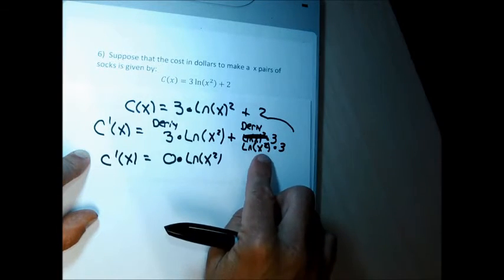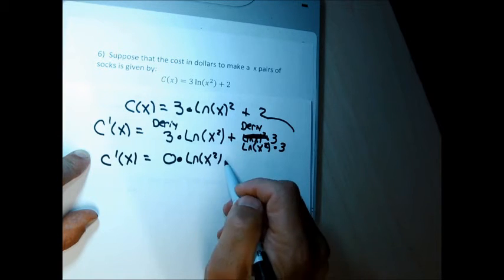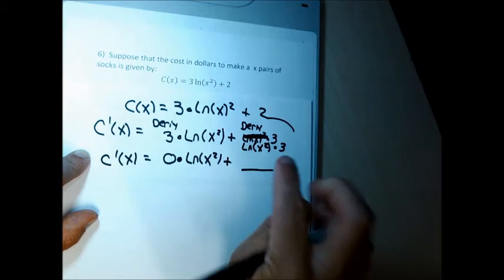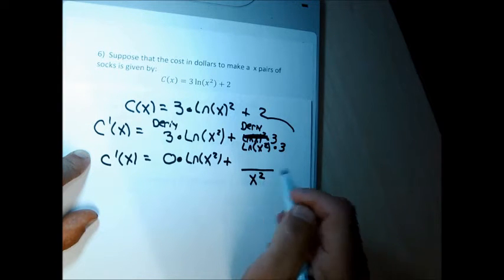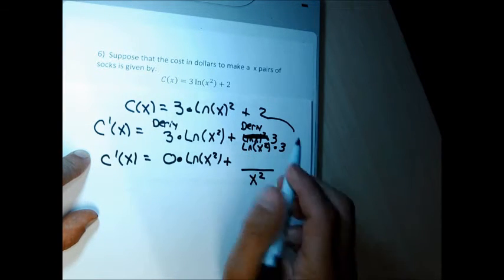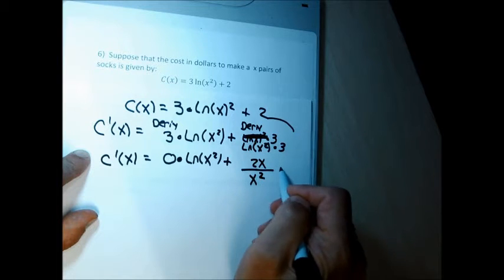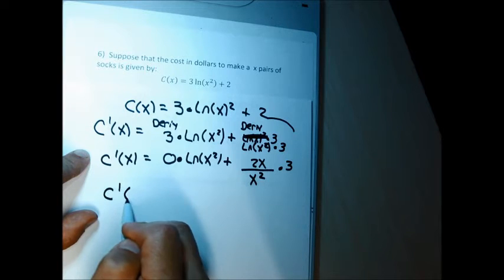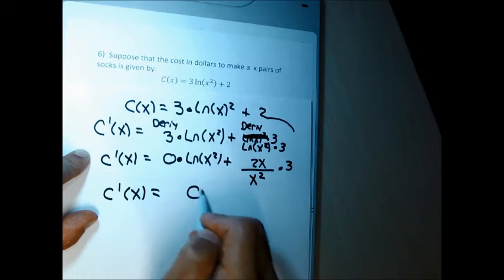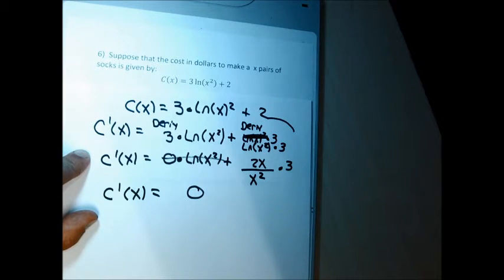To do the derivative of that ln, you create a fraction. In the denominator, you put the argument of the ln, which is x squared, and in the numerator, you put the derivative of that x squared, which is 2x. So this is going to give me c prime of x. This piece comes out to 0 because anything times 0 is 0.